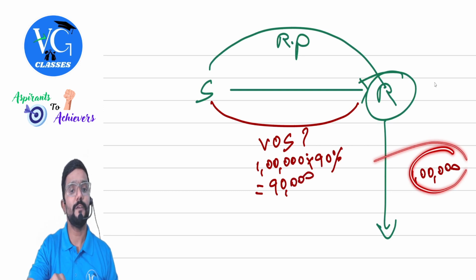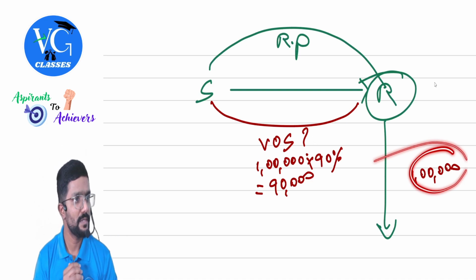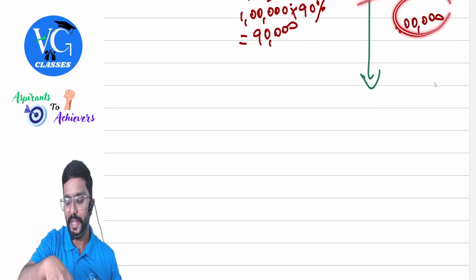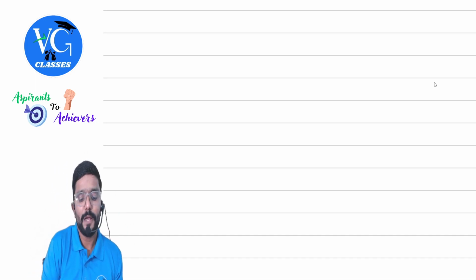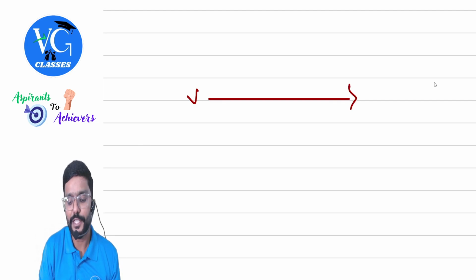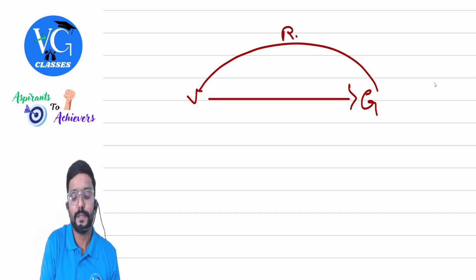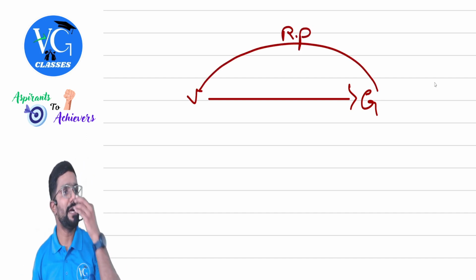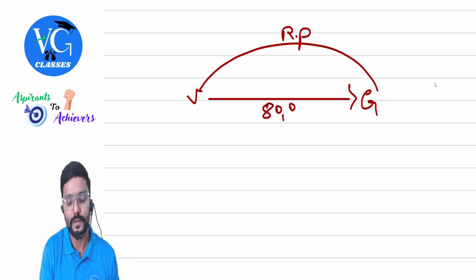90,000. So the value of supply between supplier and recipient would be 90,000. I repeat, let me take some names so that you can connect. Assume Vikas is supplying goods to Girish. They both are related persons. Actually, Vikas is selling the goods for, assume, 80,000.